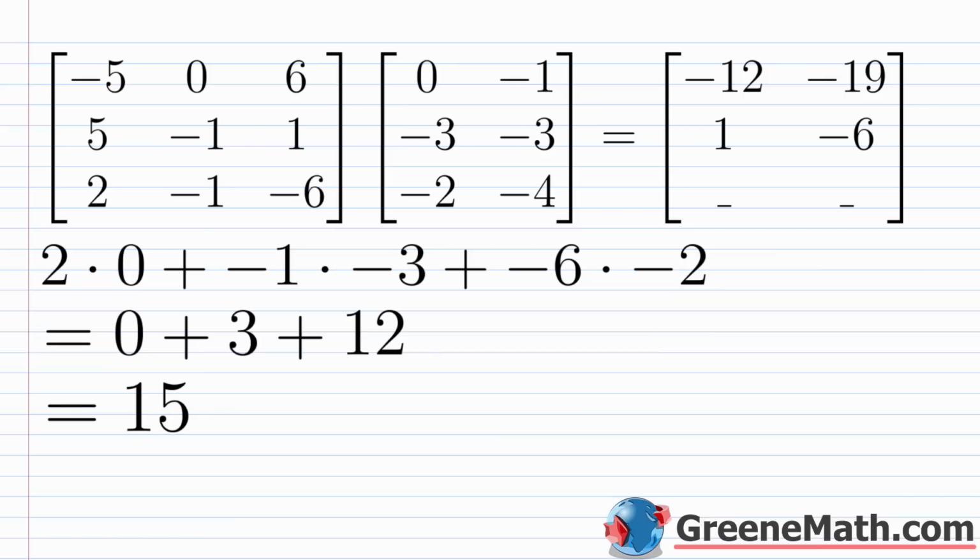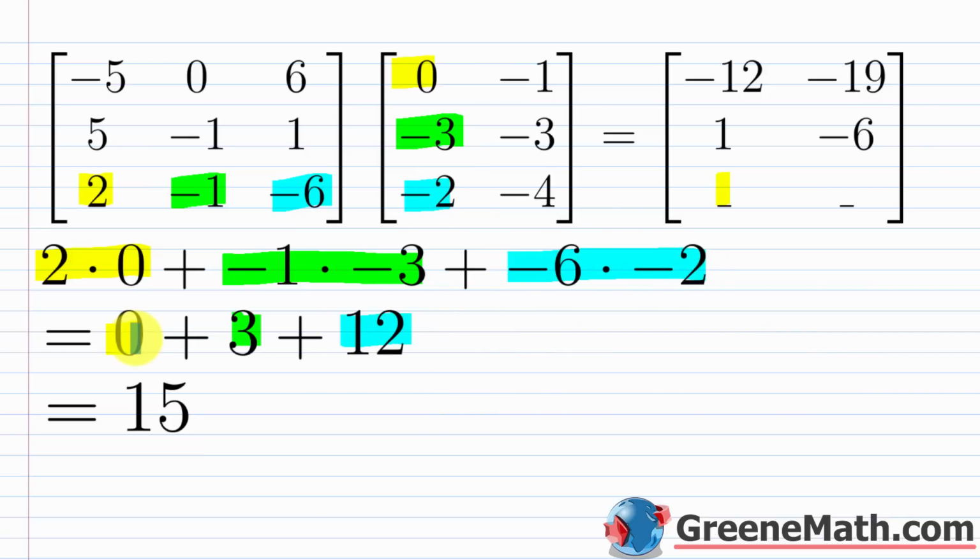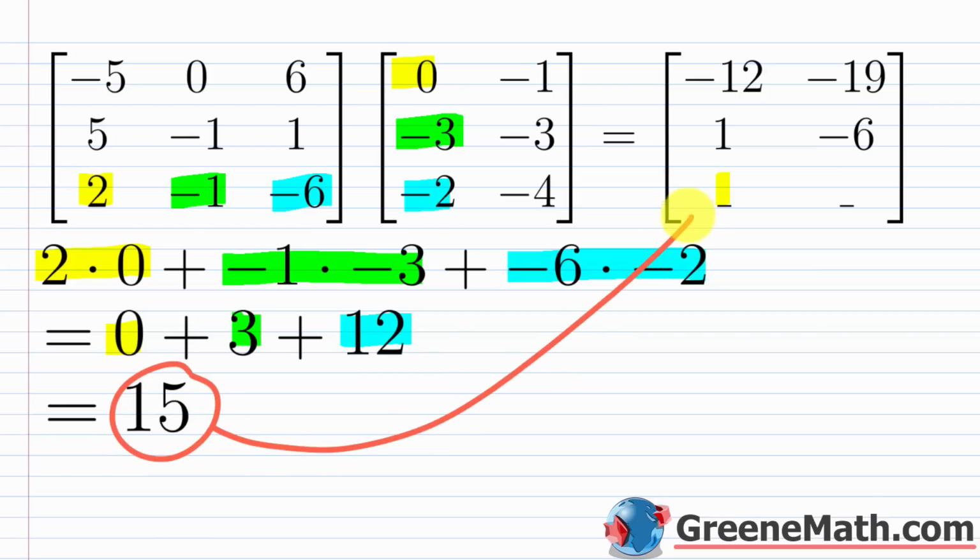All right, so now we're going to be in the third and final row. So this would be row 3, column 1. So you're working with this row and this column. So let's go through and say 2 times 0 is going to be 0. And then we have negative 1 times negative 3. So this guy right here, that's going to be 3. And then we have negative 6 times negative 2. So this guy right here, that's going to be 12. So then 0 plus 3 is 3. 3 plus 12 is 15. Let's take this right here and we're going to plug that in right there. So this is going to be 15.